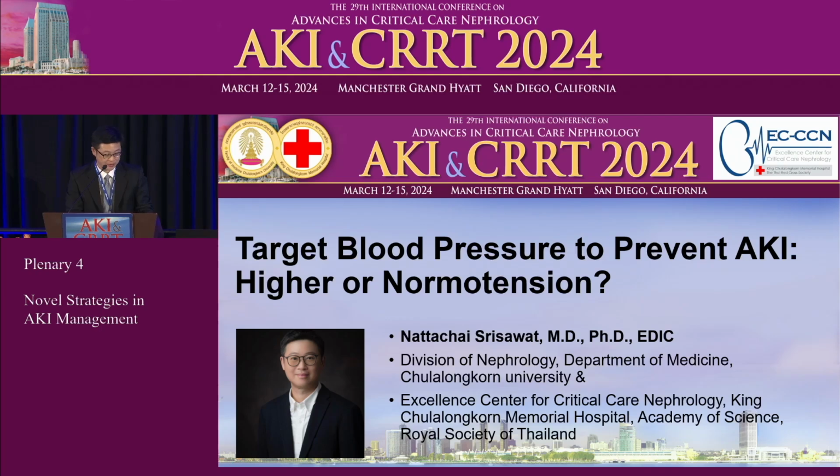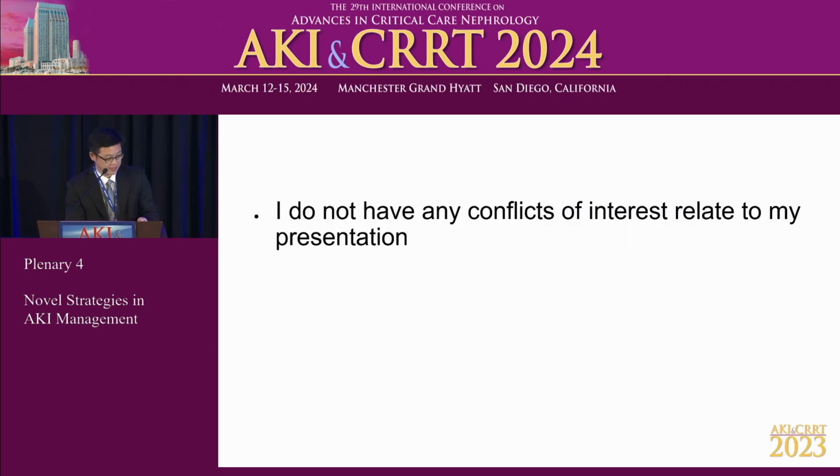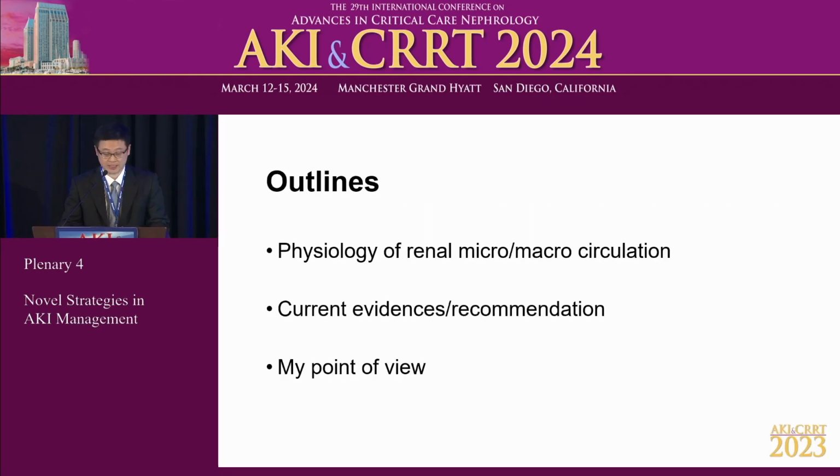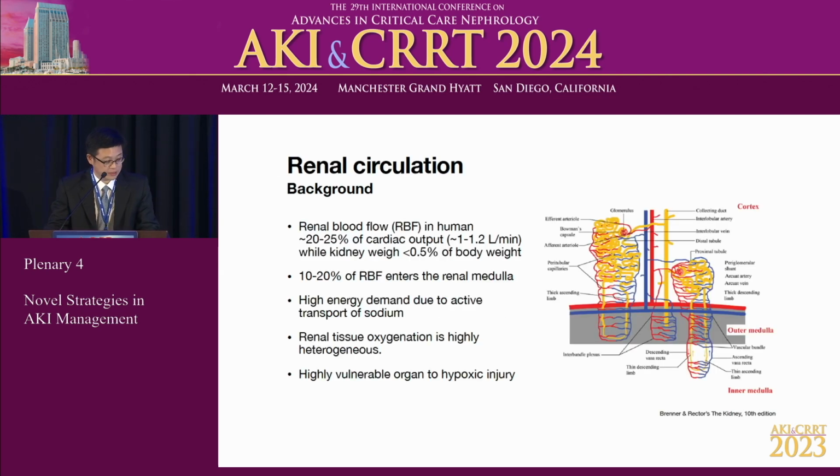Thank you, Professor Sorino. This is the outline of my presentation, starting from the physiology of renal micro and macro circulations. As we all know, renal blood flow accounts for up to 25% of the cardiac output, while the kidney weighs less than 0.5% of our body weight, which means this is an organ that needs a high blood flow.